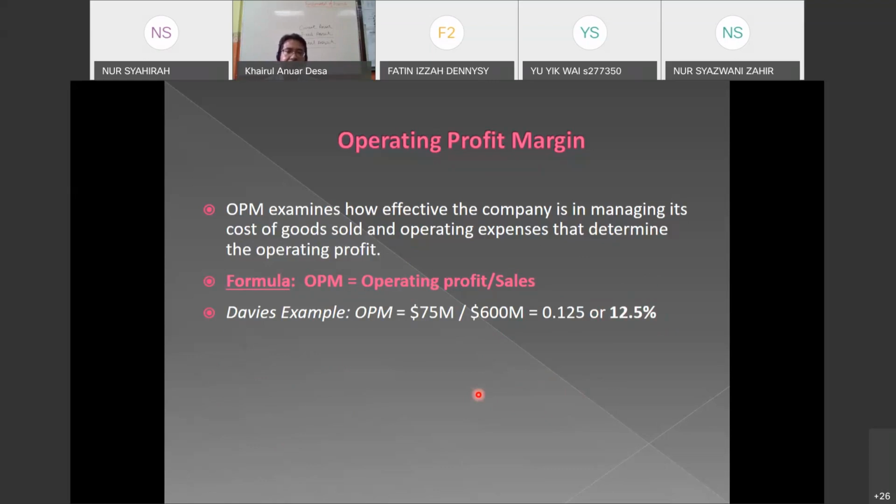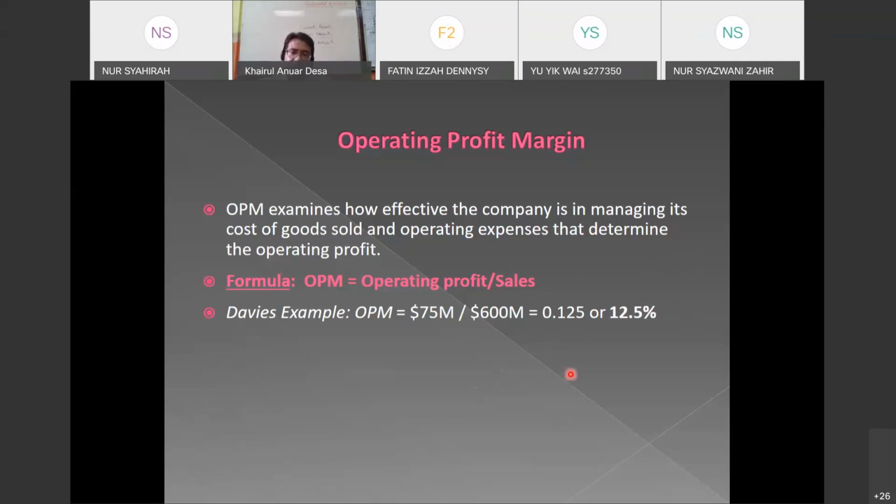Okay. Di sini kita boleh lihat kos operasi bagi syarikat ini agak tinggi. Tetapi berapa tinggi itu kita tak tahu. Okay, kita kena bandingkan dengan tahun lepas supaya kita dapat melihat perubahan kos operasi bagi syarikat ini.